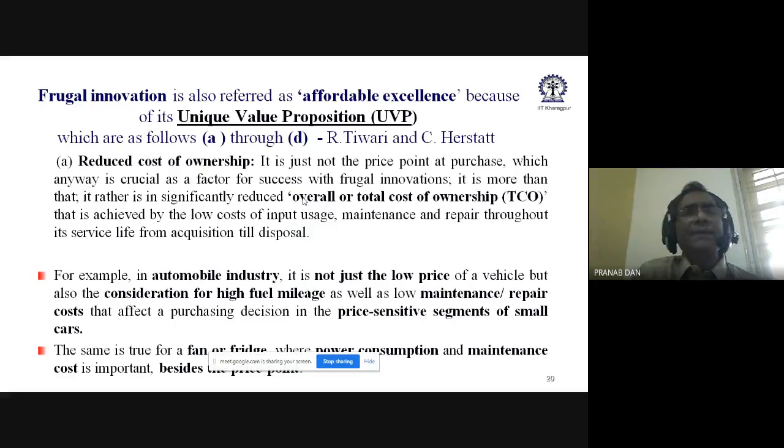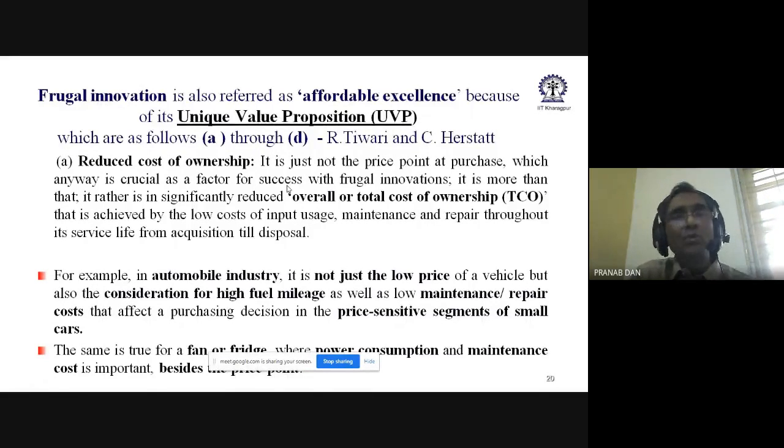I would just summarize this. I would not go into all the details because there are four important things to be kept in mind while designing something frugally. One is the reduced cost of ownership. That means total cost, not only the upfront price point, but also the maintenance cost all through its installation. All costs associated with it should be low. That is total ownership cost. Then it should be robust.